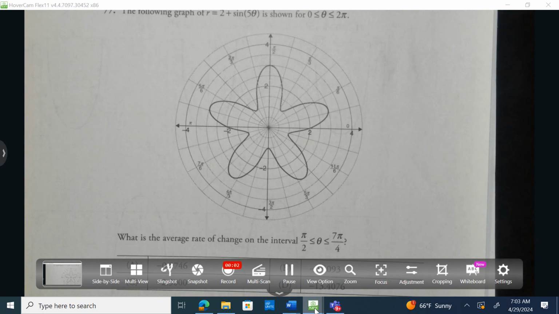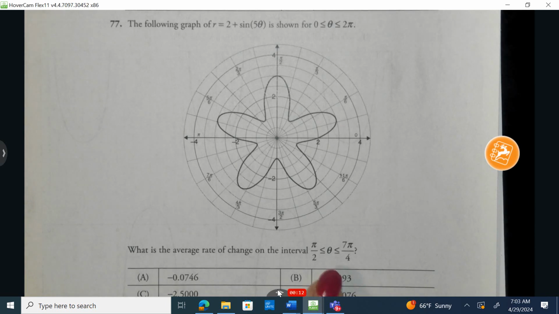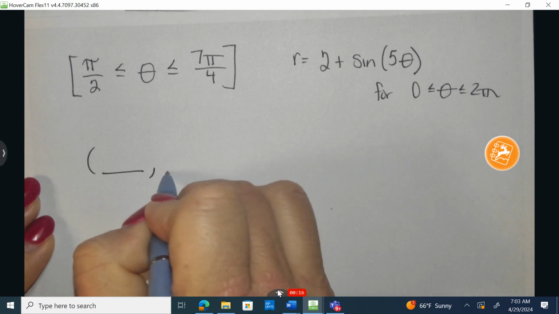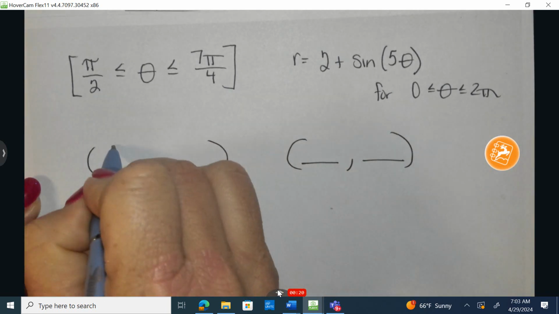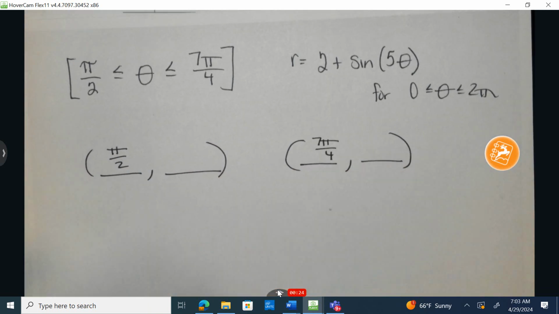In question 77, we're asked to find the average rate of change. We're provided with a function and the parameters, and let's get started here. If I move this down so that we can see, here's the exact interval. So when I think about an input value and an output value, remember that my input value is going to be pi over 2. My input value is going to be 7 pi over 4, and then I need to figure out the output values.